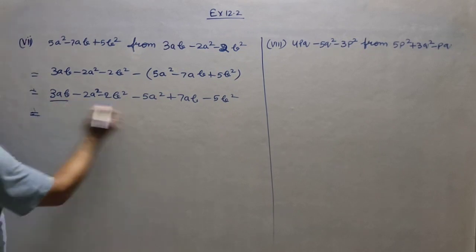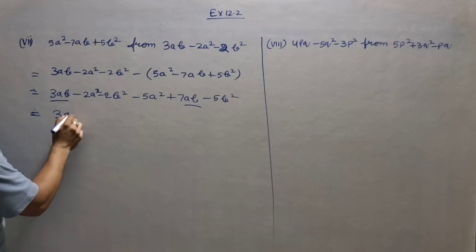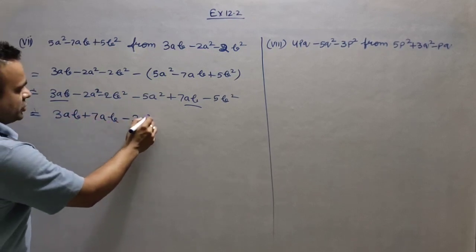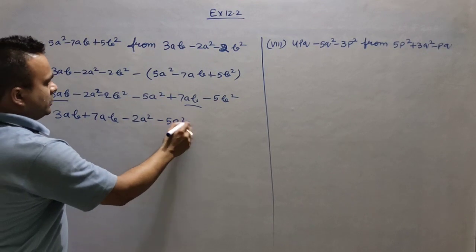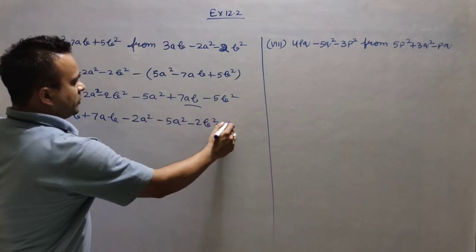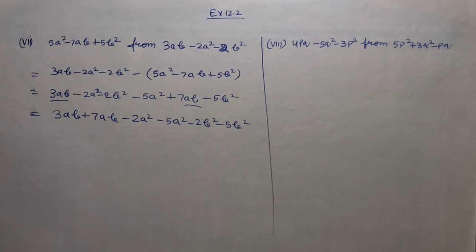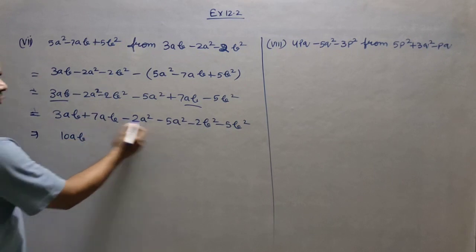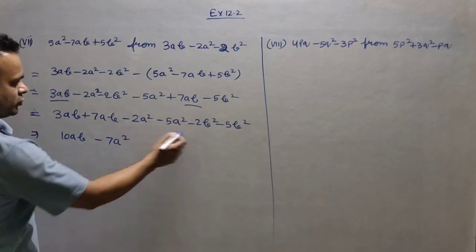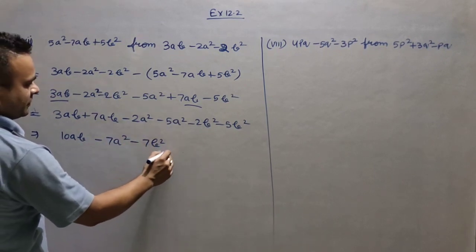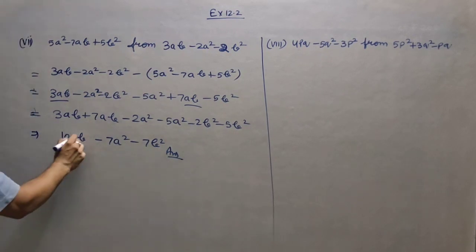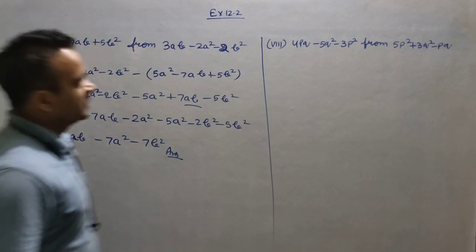So like terms, you can see these two are like, so 3ab plus 7ab and minus 2a square and minus 5a square, minus 2b square minus 5b square. I have put the like terms together. Now what is 10ab, both are in minus, minus 7a square, both are in minus, minus 7b square. Now you can see all are unlike terms, it means we can leave our answer here.